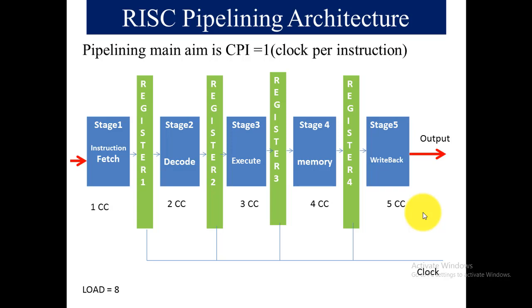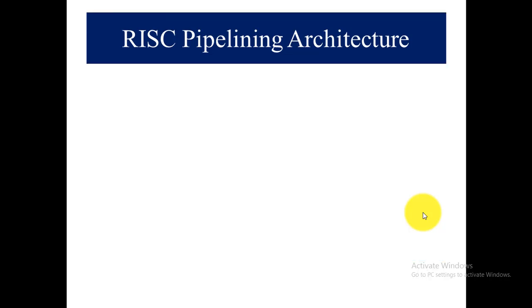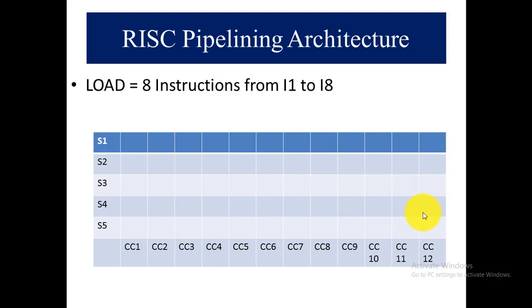How the pipelining architecture is better than the non-pipelining architecture, how it improves the performance of the CPU and makes the processing speed faster. Let's see the difference from the phase diagram. So in RISC pipelining architecture, if load is equal to 8, meaning 8 instructions from instruction number 1 to instruction number 8, we use the phase diagram.